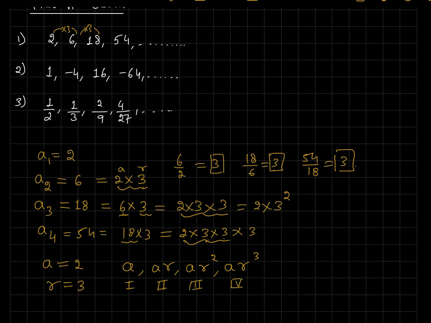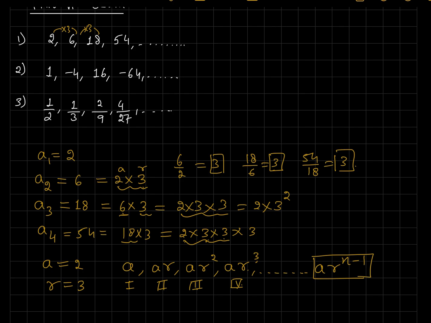So I can generalize and say that my nth term would be ar raised to n minus 1, because for a4 it is ar raised to 3, that is 4 minus 1. Same way, a3 is ar raised to 2, that is 3 minus 1. Correct? So this becomes my general term of a geometric sequence.